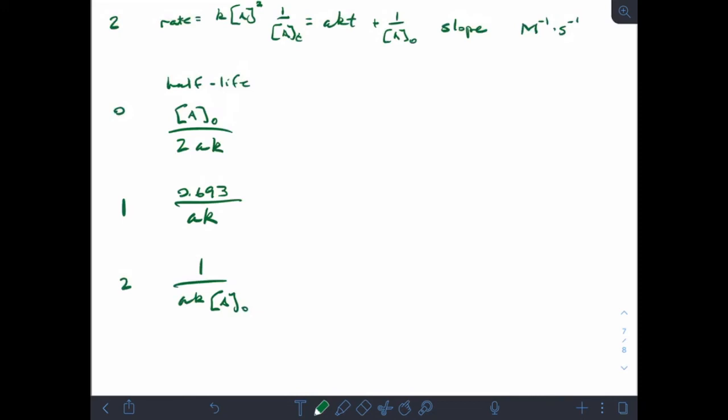Okay, so hopefully that helps to clear things up for you. Like I said, most of the problems that you'll run into where you have to deal with time and concentration, you'll be told or given the ability to find what the reaction order is. You'll be told this is a first order reaction, 0th order, second order, and then you can apply the appropriate integrated rate law to the problem.